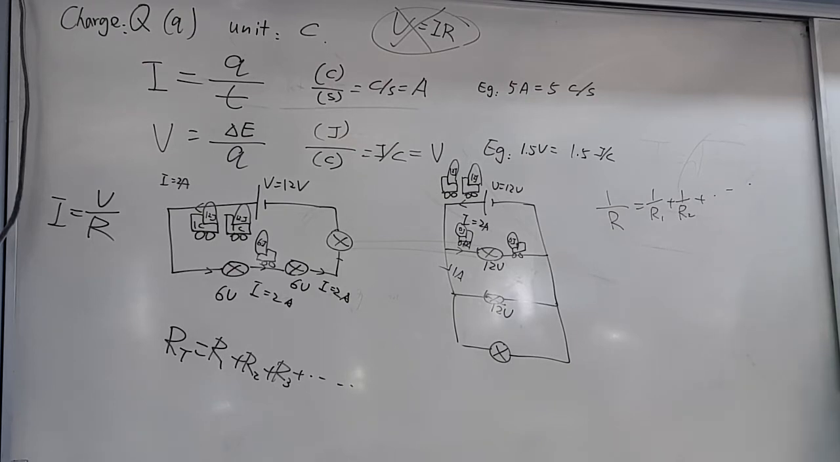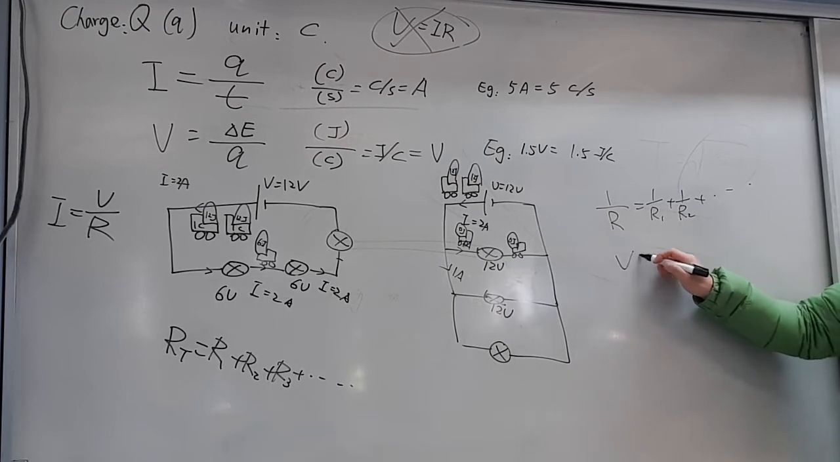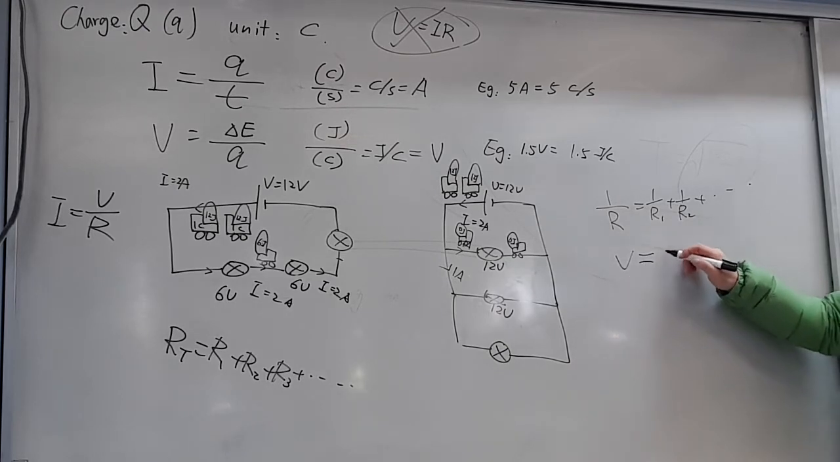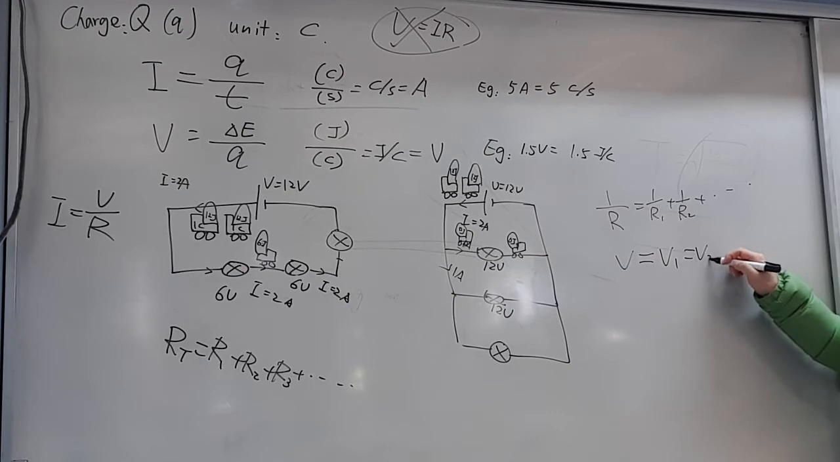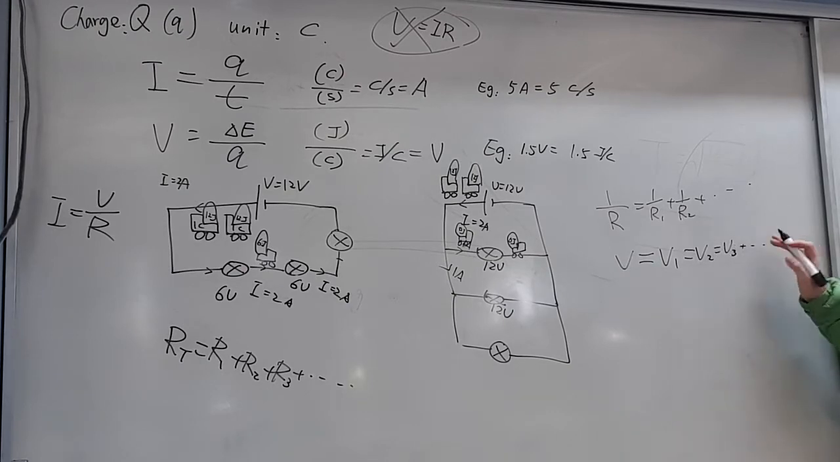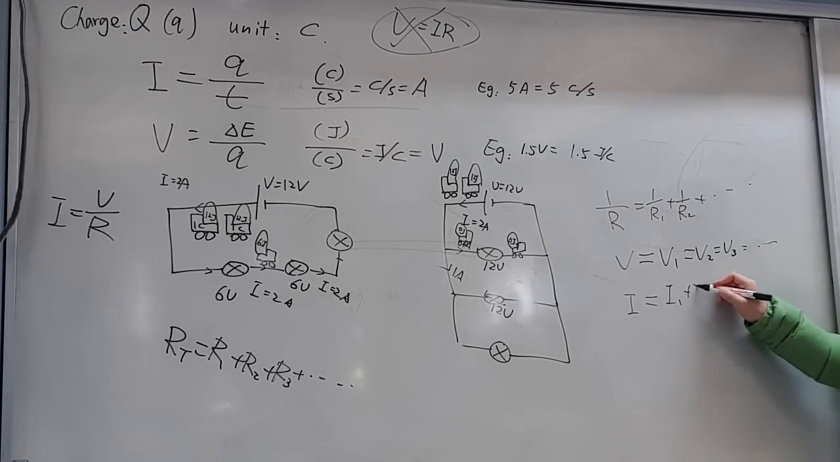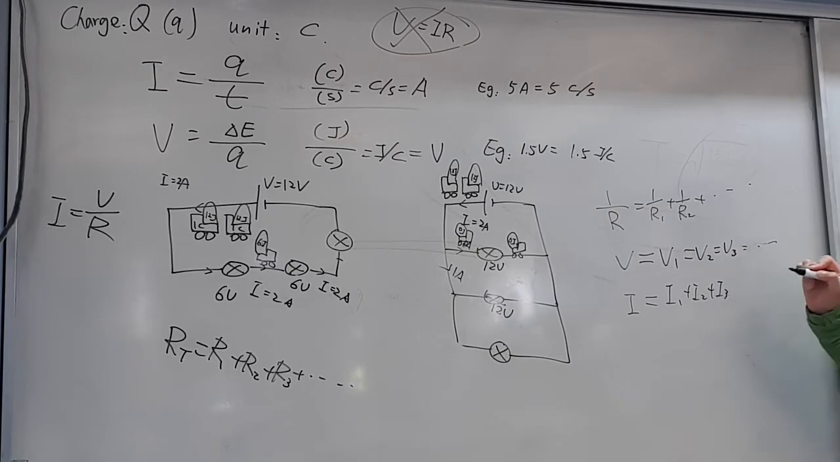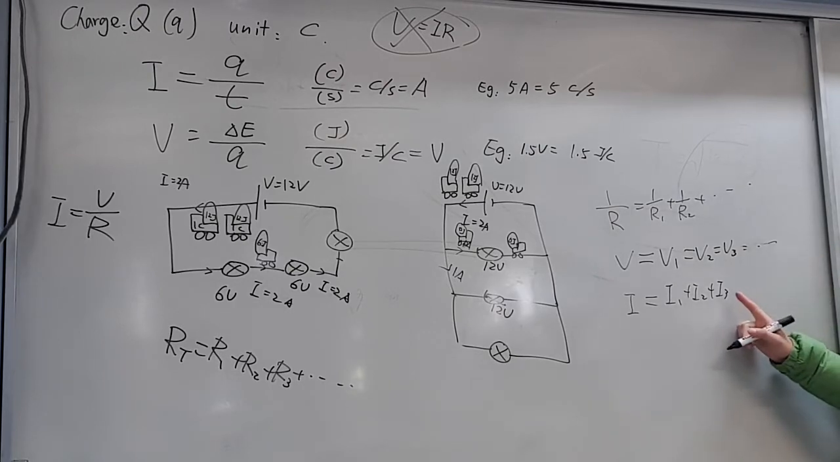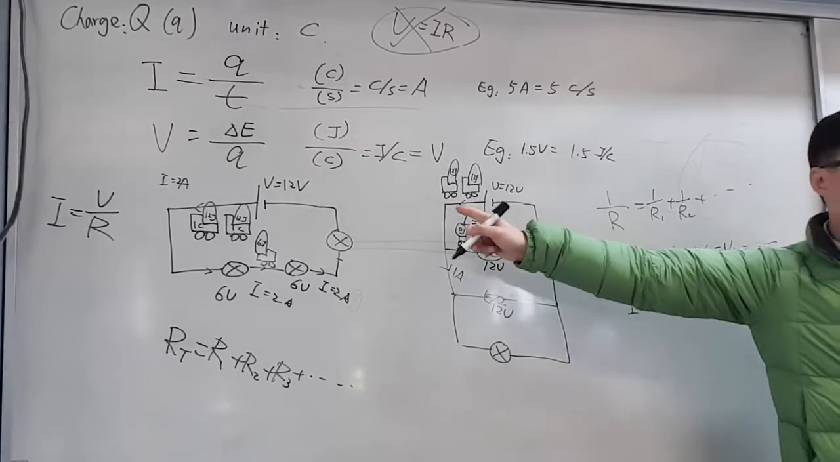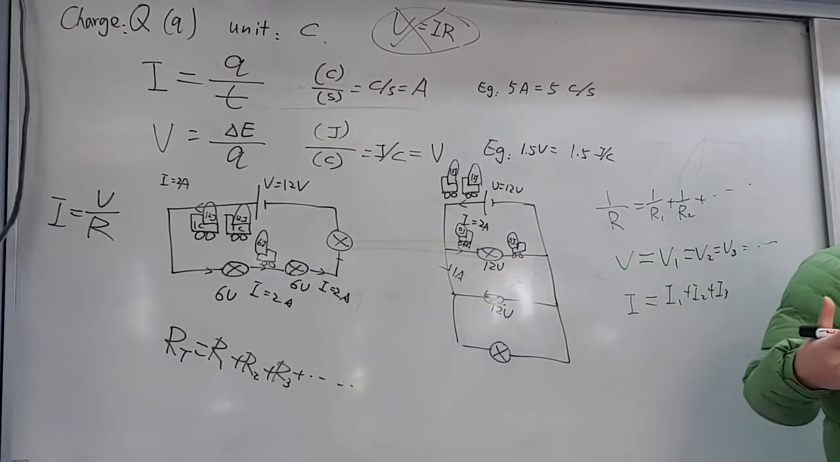Okay, so why does this happen? First, we define the voltage. The total voltage will equal voltage 1, equal voltage 2, equal voltage 3, because that is a parallel circuit. Right? The voltage stays the same. And the current is going to split. Current I is going to equal I1 plus I2 plus I3. The current is splitting, but the total current could increase.